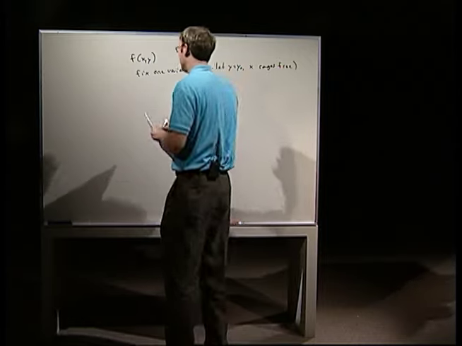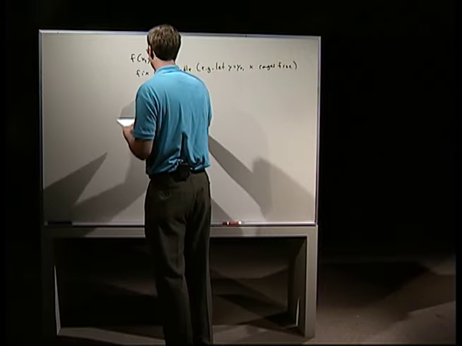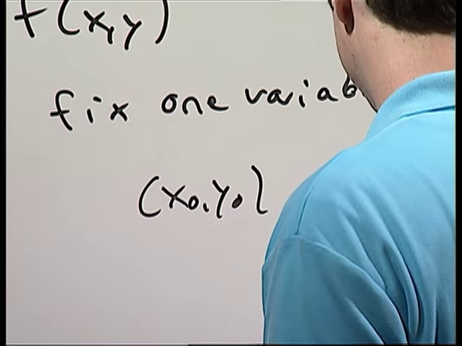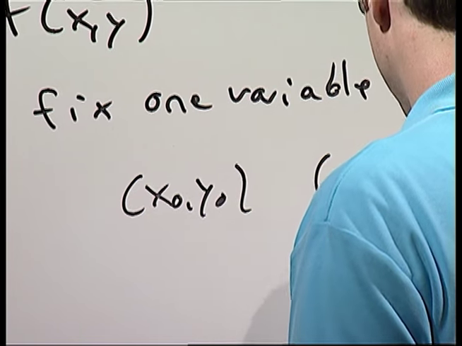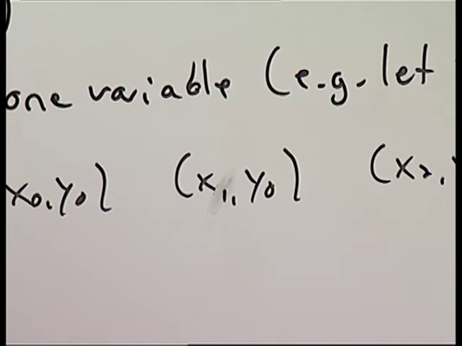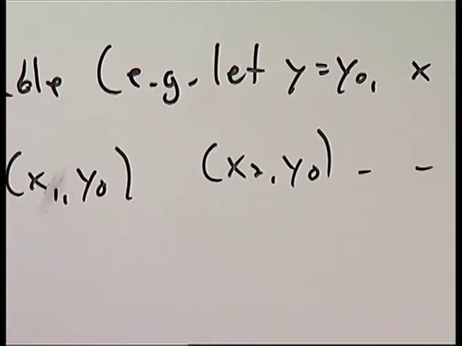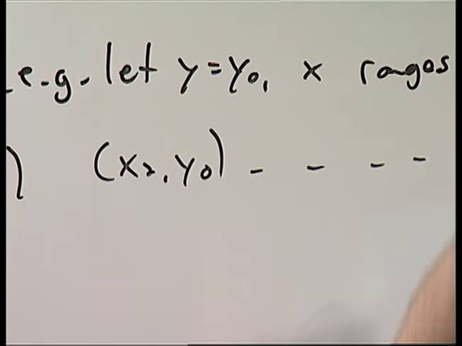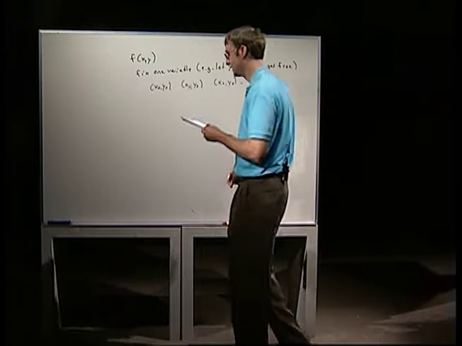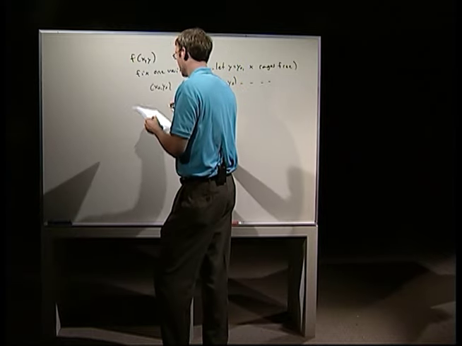So what do we have here? We have a bunch of points that look like this. They look like (x0, y0), (x1, y0), (x2, y0), etc., etc. Notice I'm always fixing y and letting x be what it wants to be. It can go over the domain of the function from the x standpoint. Right?